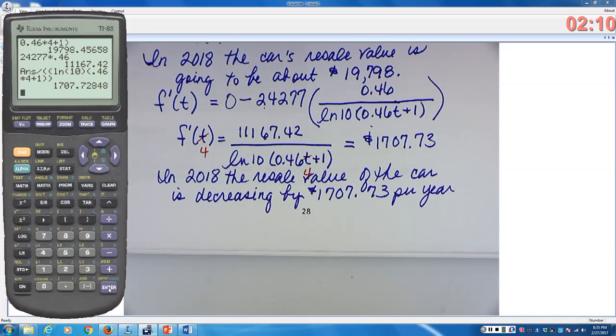that the car's losing resale value at the rate of about $1,707 a year. Because your derivative is your rate of change in the resale value. Does that make sense to everybody?